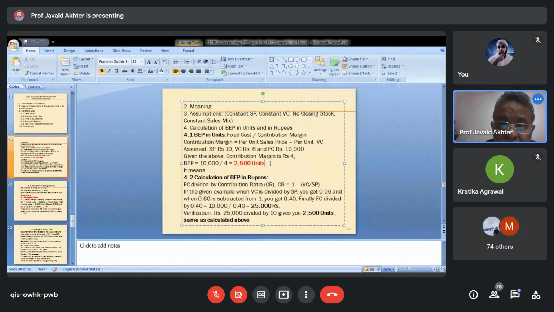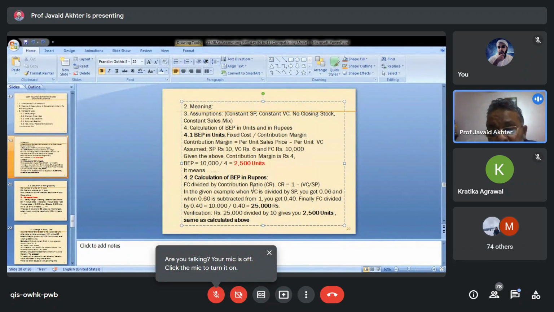in rupees. Without rupees, further calculation will not be possible. When we reach maybe the next class after some time, therefore better we learn how to calculate it in rupees straight away. So how to find out in rupees? The formula I have given you: fixed cost divided by contribution ratio.